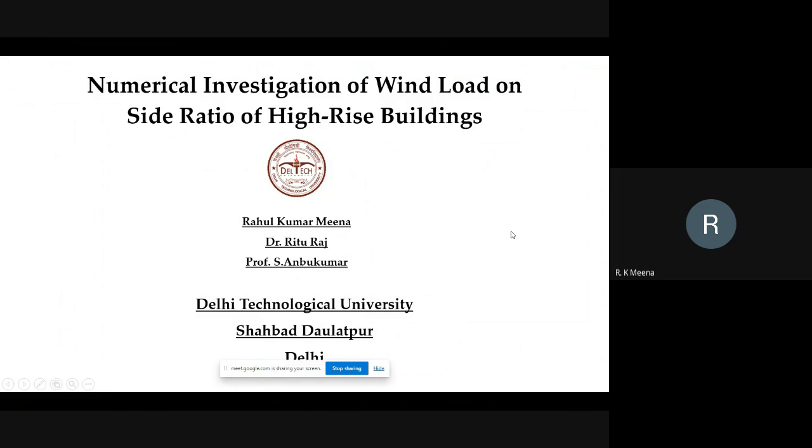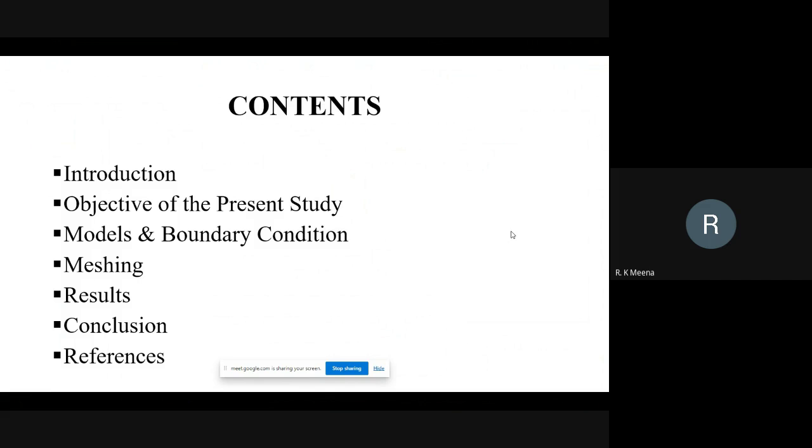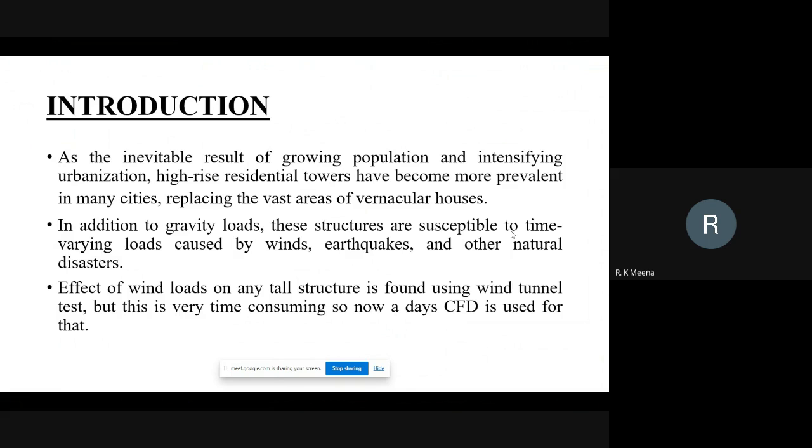Good afternoon, all. I'm Rahul Kumar Meena, research scholar from Delhi Technological University. My topic of presentation is numerical investigation of wind load on side ratio of high-rise buildings. This is my table of contents: introduction and objective of the present study, models and boundary conditions. The whole study is being carried out using ANSYS. This is the introduction. Actually, we all know that land availability is very less, so we have only the option of vertical high-rise structures.